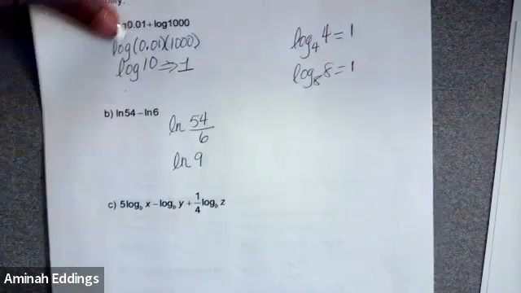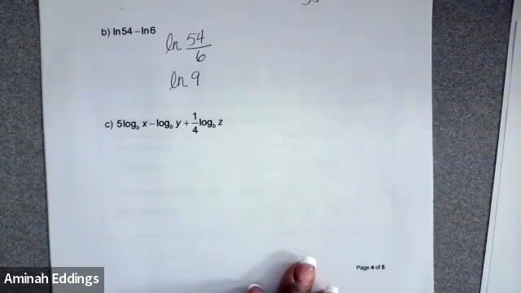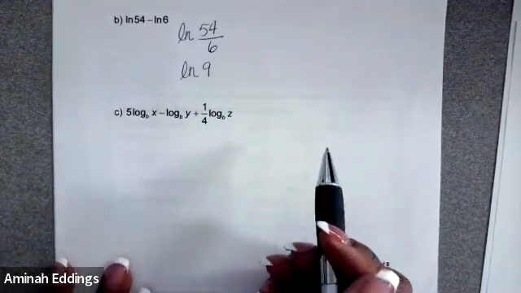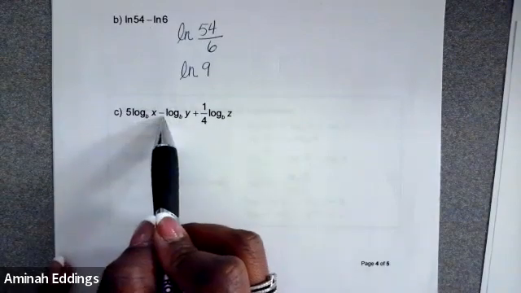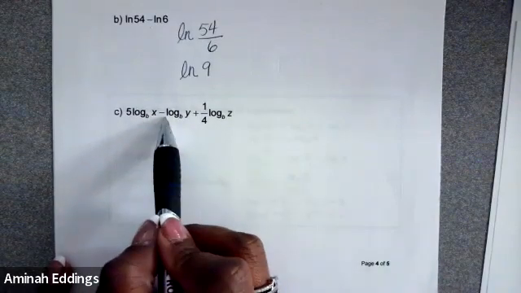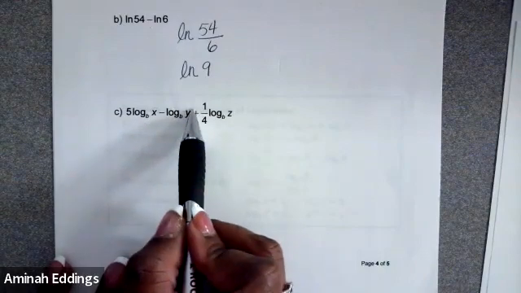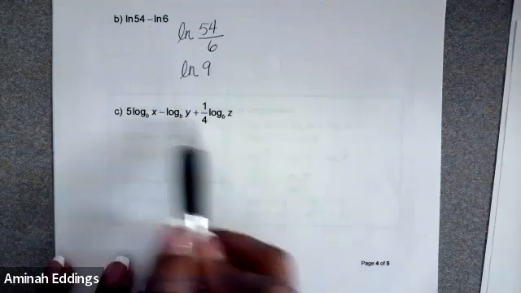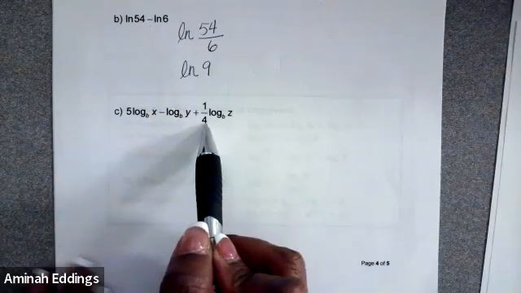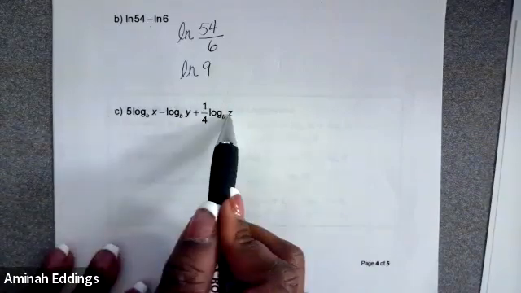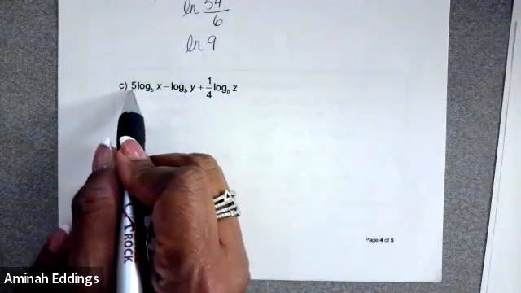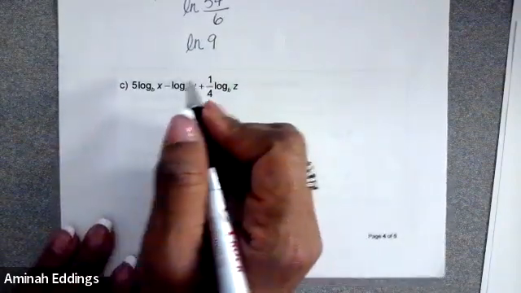All right, let's look at C. This is going to be multiple steps. You want to identify what you see. Subtraction and addition. Good. So this is going to be the quotient property. This is addition, but I also see a power. So what I would suggest is start out and make your way in. The first thing I would do is move this power.